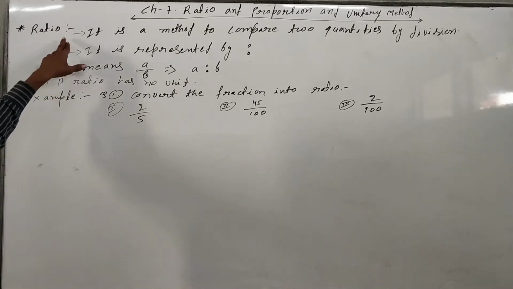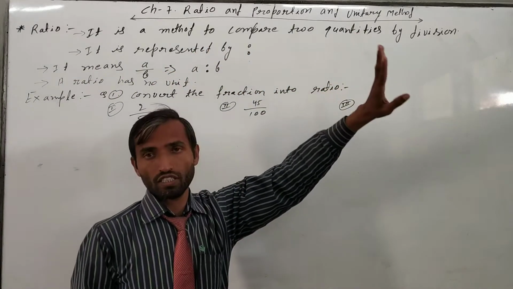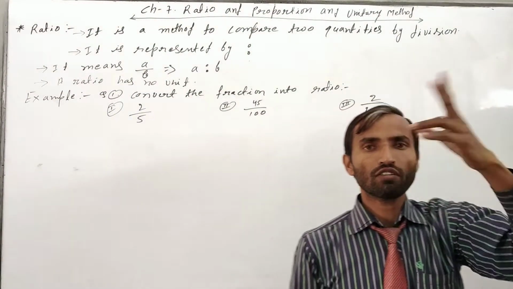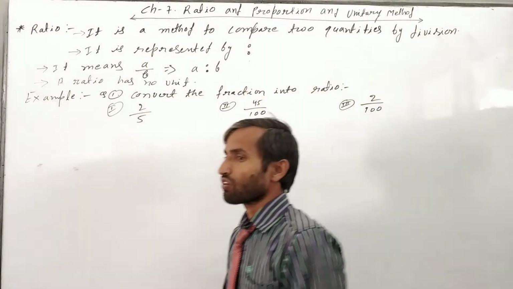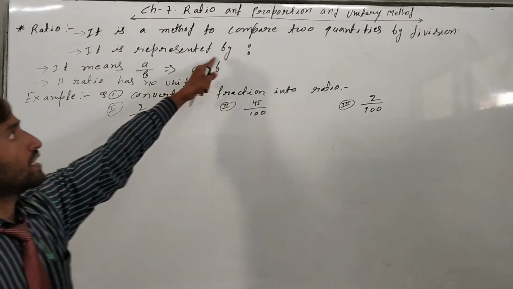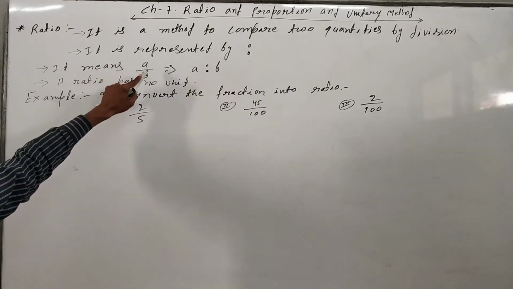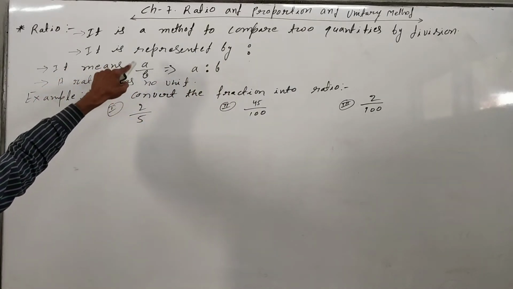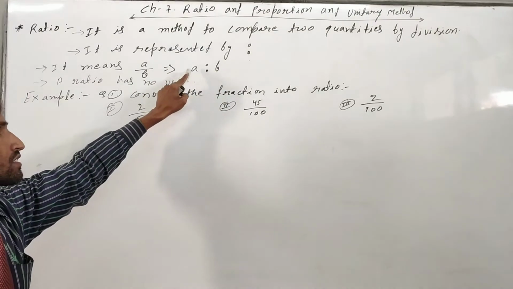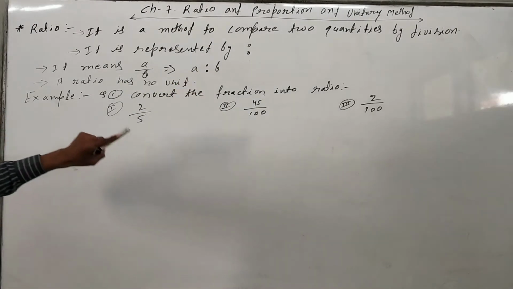What is ratio? It is a method to compare two quantities by division. We compare two quantities using the division method, so it is called ratio. It is represented by a colon like this. Any fraction written as a upon b is represented in ratio as a is to b, or you can read it as a ratio b. So this is the representation of ratio using the colon.